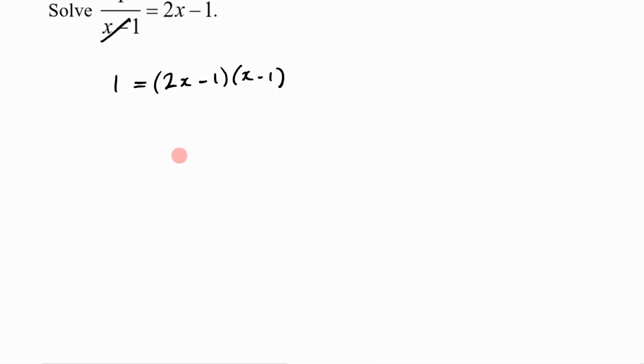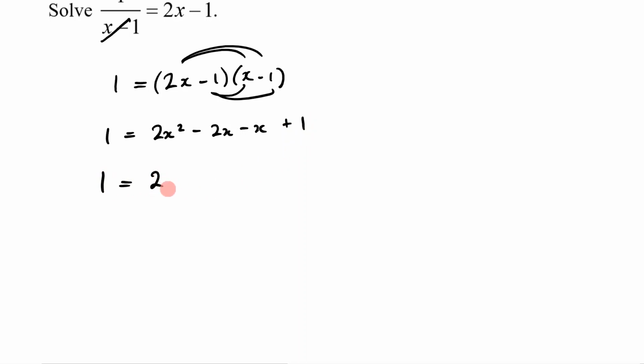The next thing that I'll do is I'll just expand these out. So I'll get 1 is equal to 2x squared. So I went this times this, then this times this will be negative 2x, then this times this will be negative x, then this times this will be plus 1. 1 is equal to 2x squared. Negative 2x minus x is negative 3x plus 1.